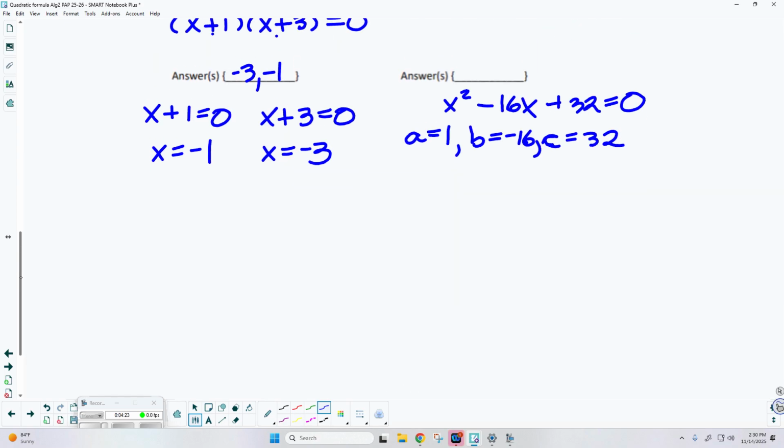Okay. Now, what's that first expression that we find if we're going to use the quadratic formula? B squared, was it?